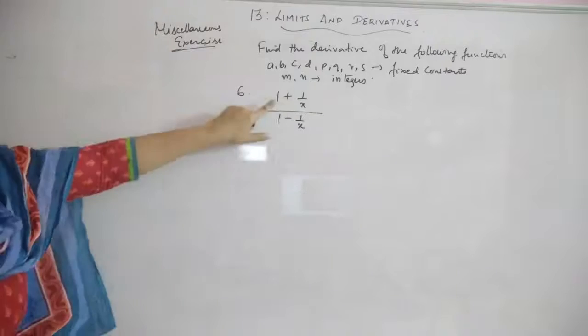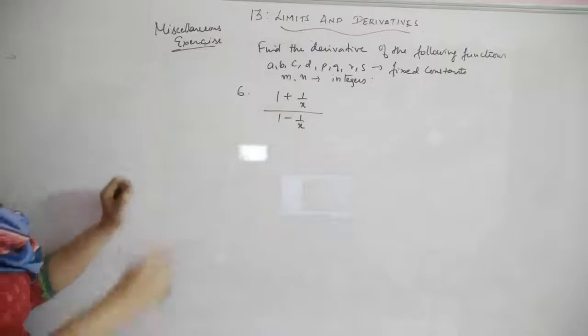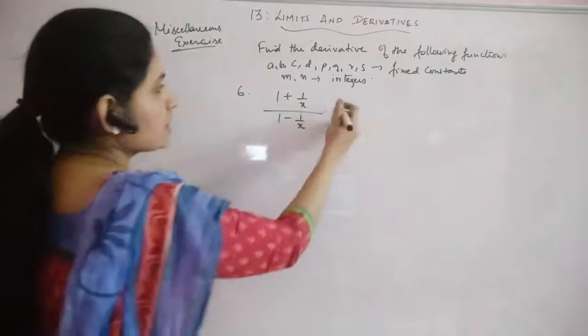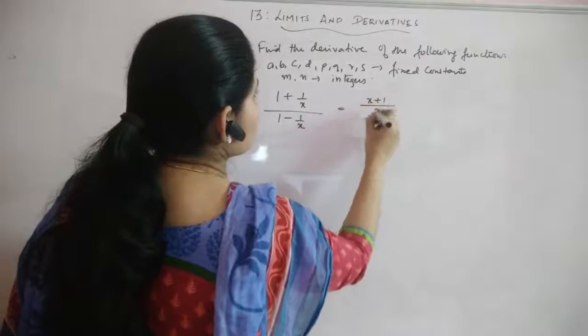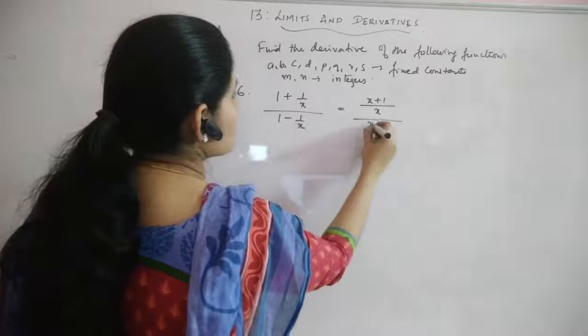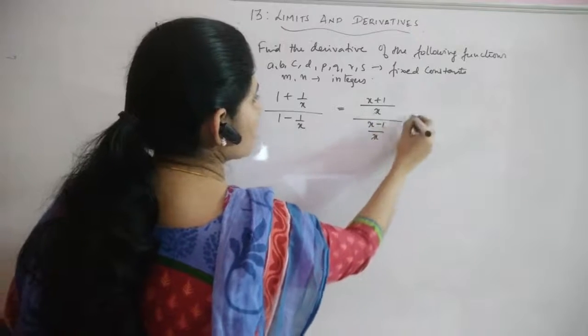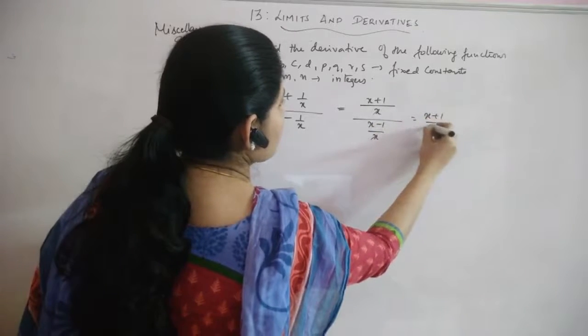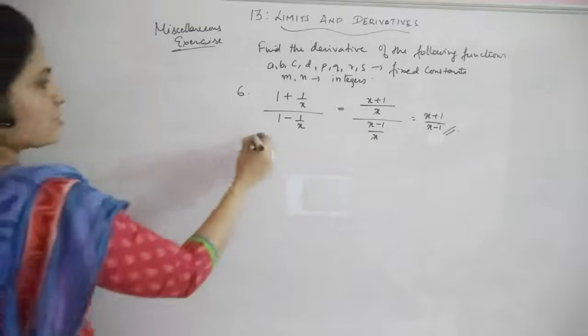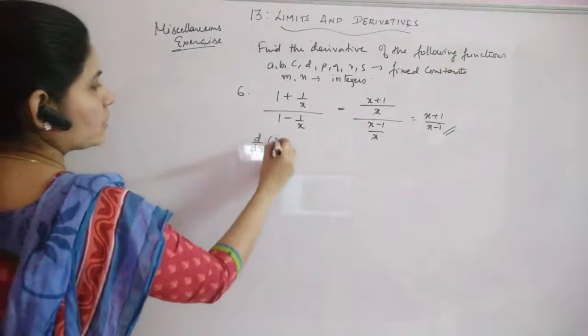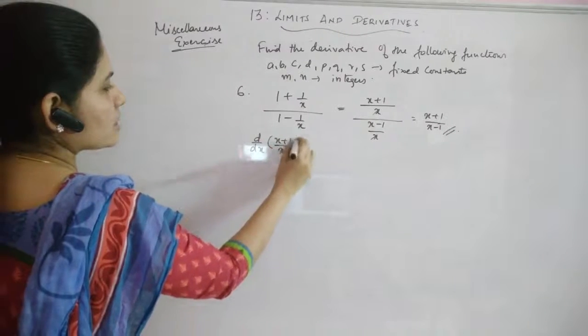1 by x by 1 minus 1 by x. So first we will just simplify this and then differentiate. Okay, first taking the LCM, you will get x plus 1 in the numerator, and here it is x minus 1 by x. So this gets cancelled and you will get x plus 1 by x minus 1 as the term. Now we will differentiate this term. So you have to find out the derivative of x plus 1 by x minus 1.